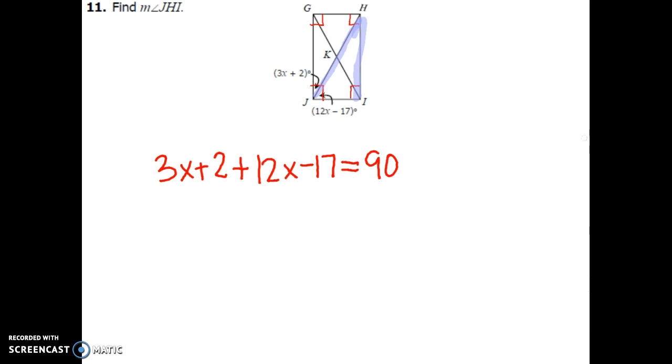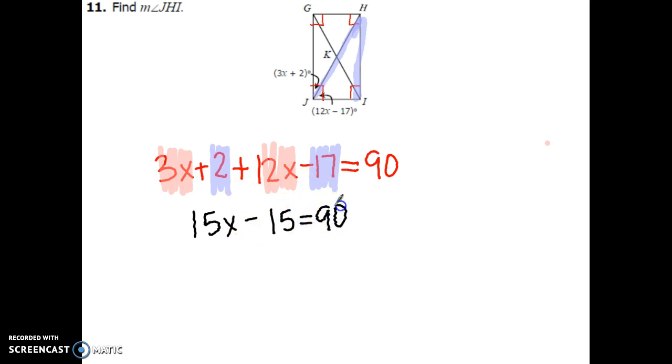Here the first step that we should do is combine our like terms. So I have two x's right here. They should go together. And then I have two separate numbers, so plus 2 and minus 17. So before we move anything, I'm going to combine those. And so I'm going to say 15x, and then that's going to be minus 15. I'm going to set that equal to 90 degrees still.